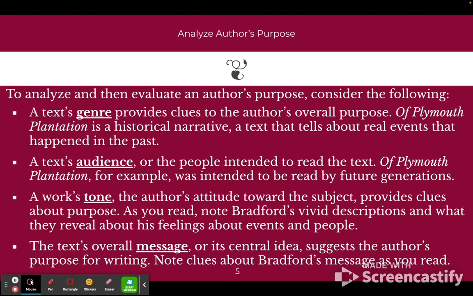That's you guys. A work's tone, or the author's attitude toward the subject, will provide clues about their purpose. As you read, you'll note the author's vivid descriptions and what they reveal about his feelings about the events and the people. And then the text's overall message or its central idea suggests the author's purpose for writing. So you can kind of look at clues from his message as you read.